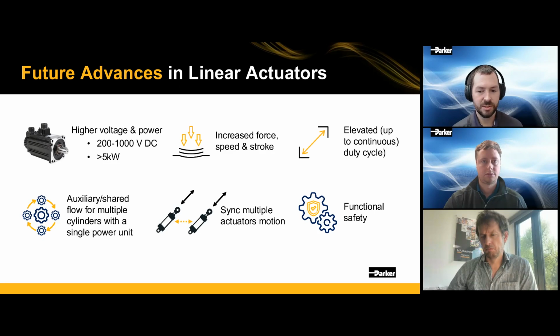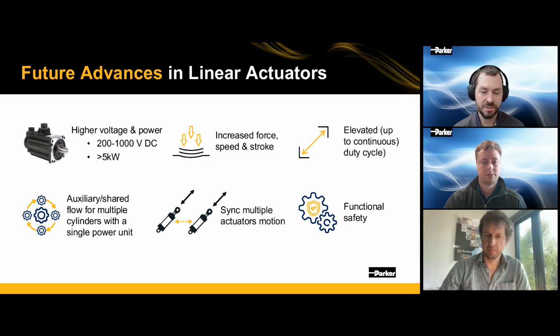And finally, functional safety. As we get more and more autonomous vehicles, we're seeing OEMs ask more and more for functional safety, just to make sure that the users and people on the job site are safe and that there are no safety concerns or injuries caused by products. So these are things that we see these linear actuators adopting more and more in the future.